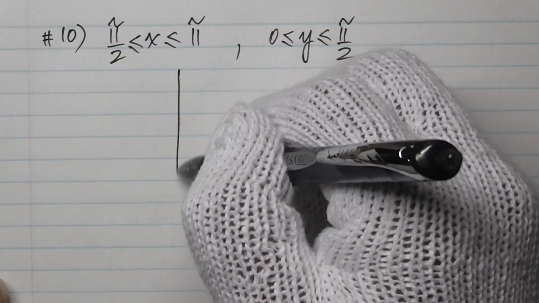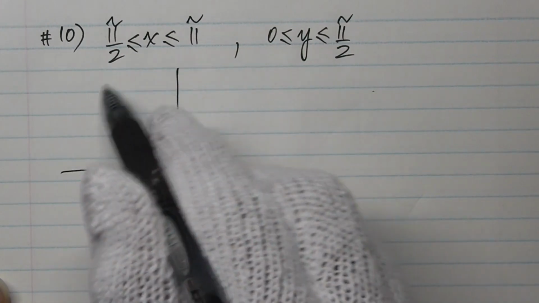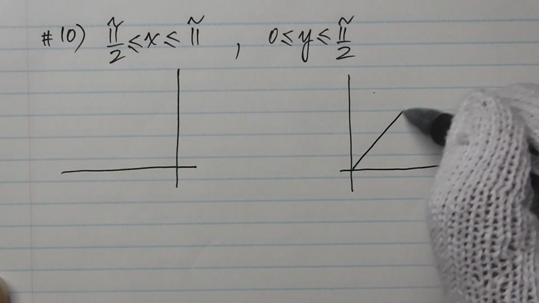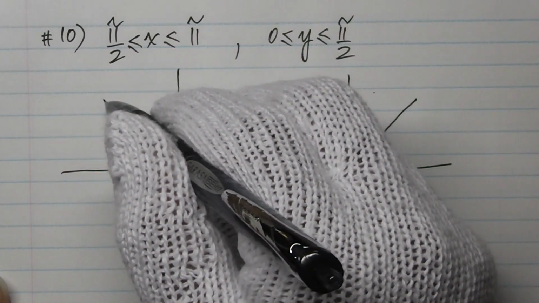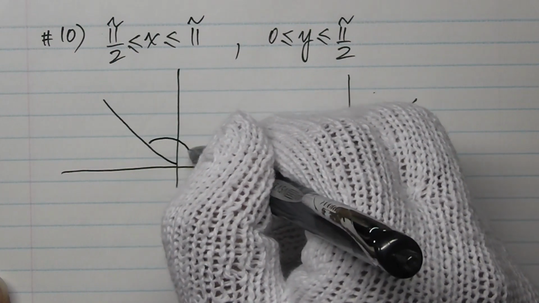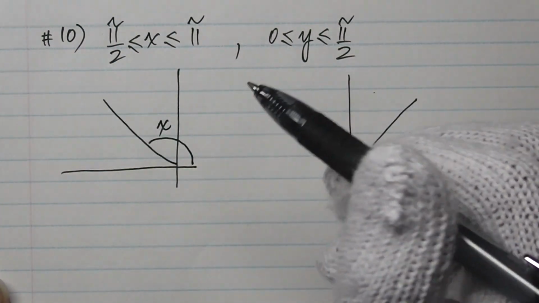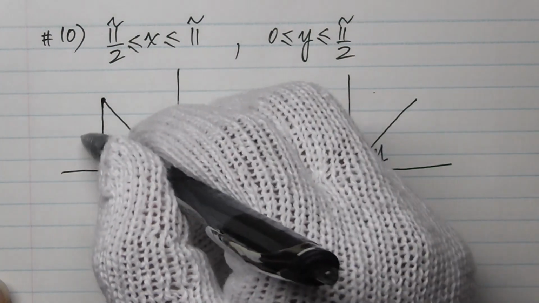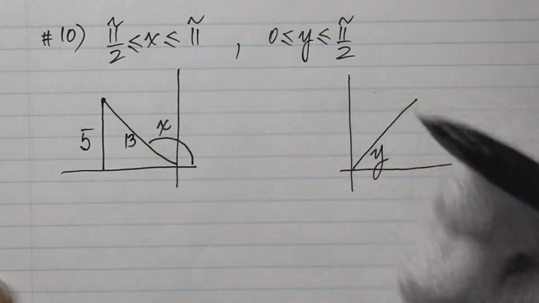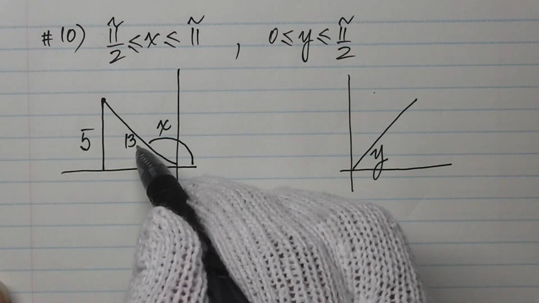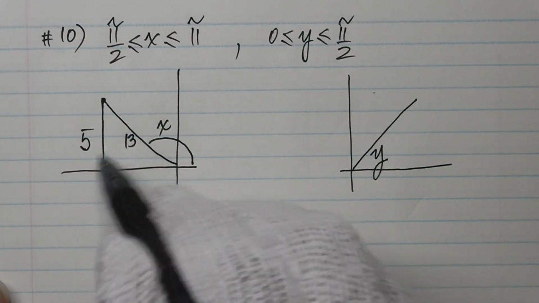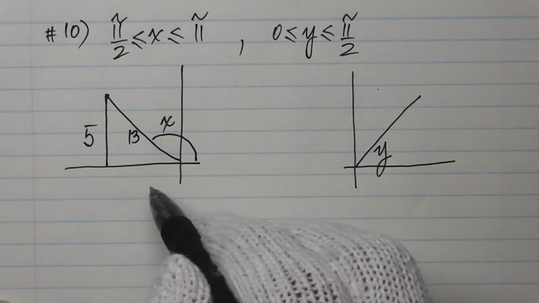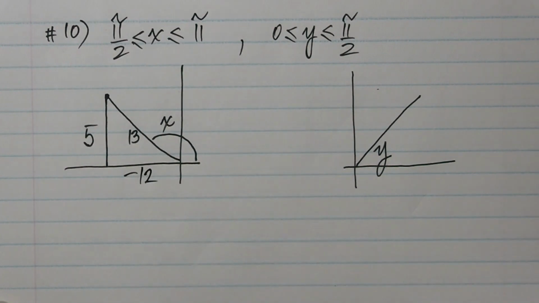So if I draw my two situations, this is my second quadrant, this is my first quadrant. There's angle y, there's angle x. They tell us that sine x is 5 over 13. So that's 5, that's 13. 13 squared is 169, 5 squared is 25, 169 take away 25 is 144. Square root of that is plus or minus 12. In this case it's negative 12.